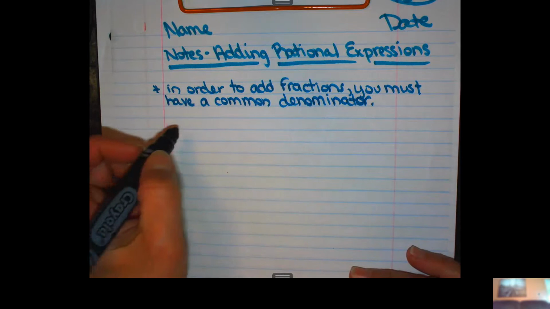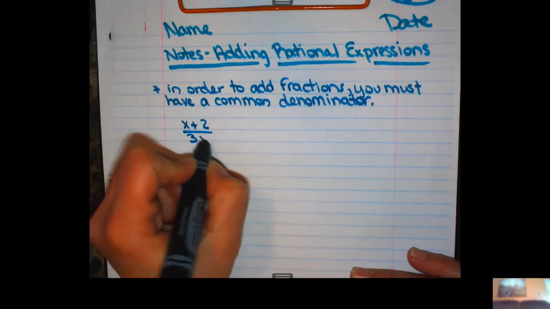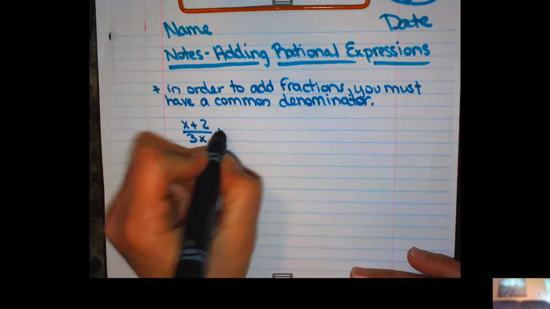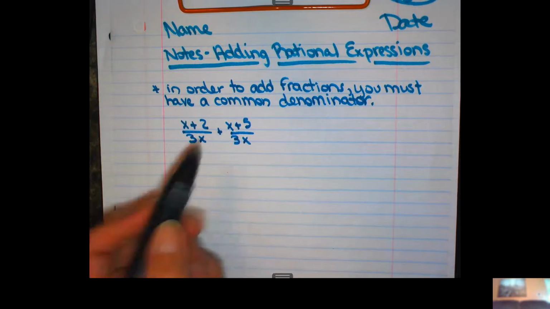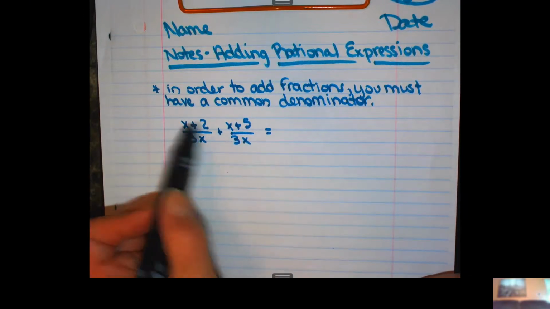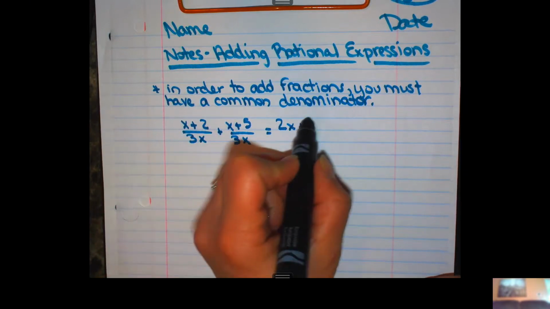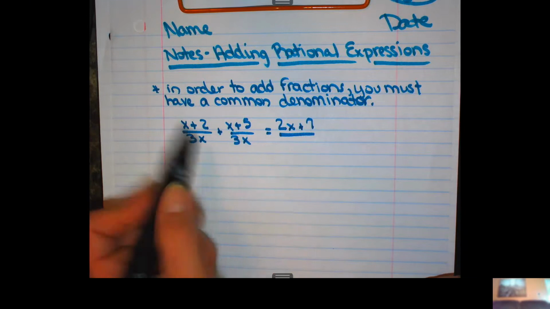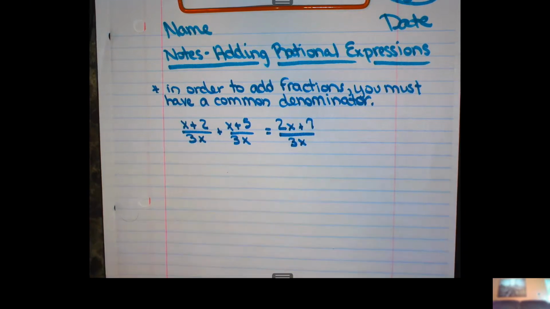So for instance, if you can write this example down for me, x plus 2 over 3x. If I want to add x plus 5 over 3x to it, because they have the same denominator, I'm allowed to combine. So I can add the x's together. x plus x is 2x. 2 plus 5 is 7, so positive 7. And I don't change the bottom to 6x. I don't add across. I keep the same denominator. So if you had 1/4 plus 1/4, that wouldn't be 2/8, that would be 2/4.